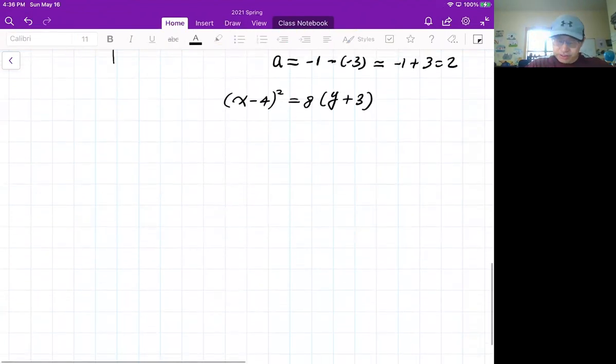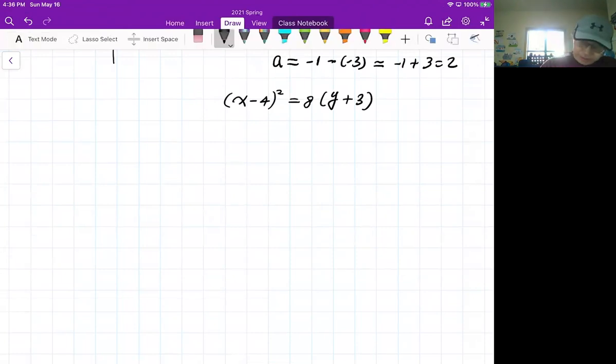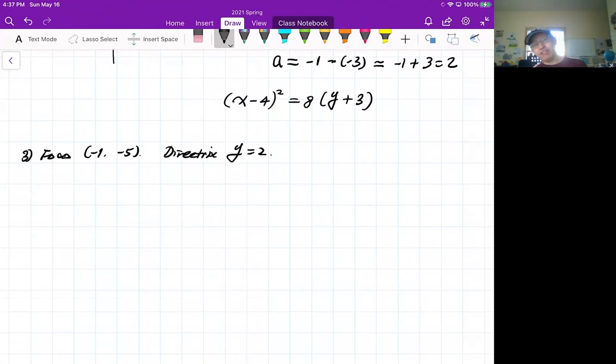Okay, next question. Let's try this one here. Suppose the focus is (-1, -5), and the directrix is y equals 2. Give everyone some time. So let's think of that. Right, the focus.